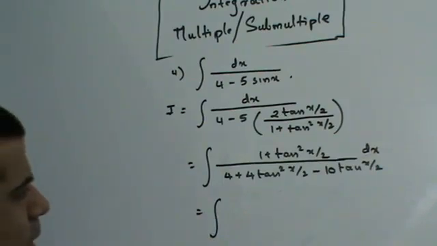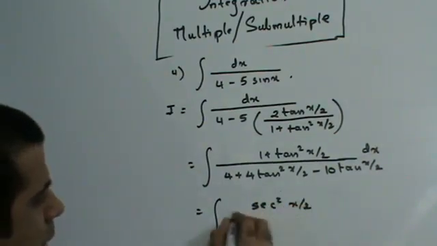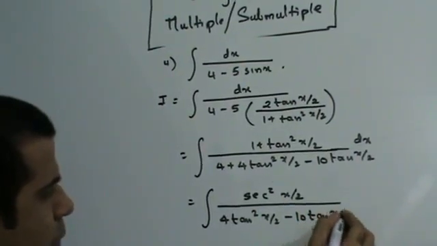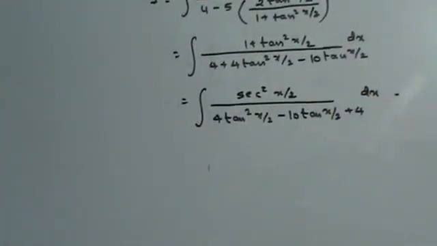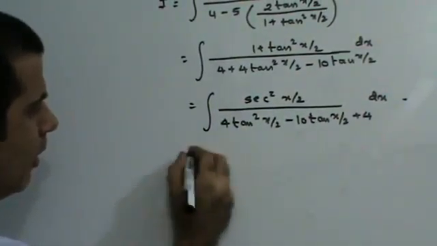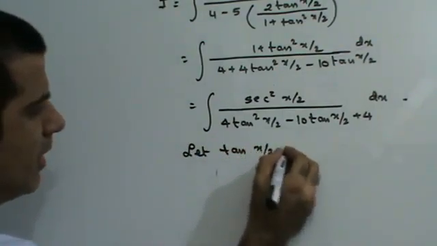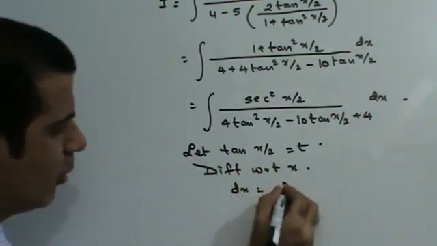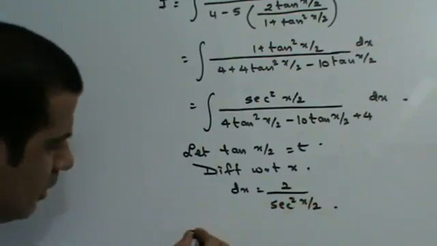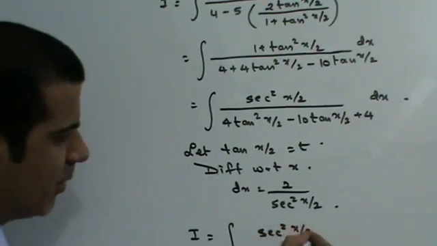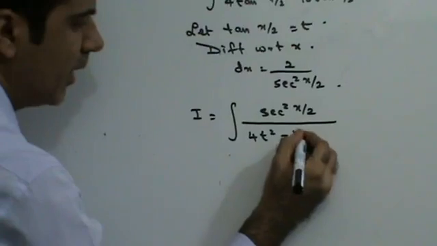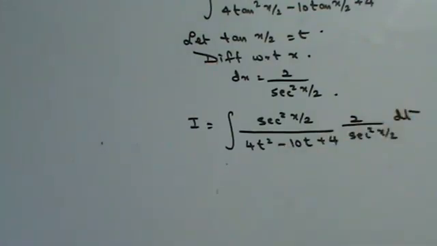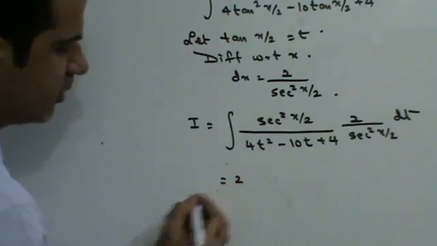This can be written as integral of sec square x by 2 upon 4 tan square x by 2 minus 10 tan x by 2 plus 4 dx. Now let tan x by 2 be equal to t. Differentiate with respect to x. So you will get dx is equal to 2 upon sec square x by 2 dt. I is integral of sec square x by 2 upon 4t square minus 10t plus 4, and sec square x by 2 gets cancelled.